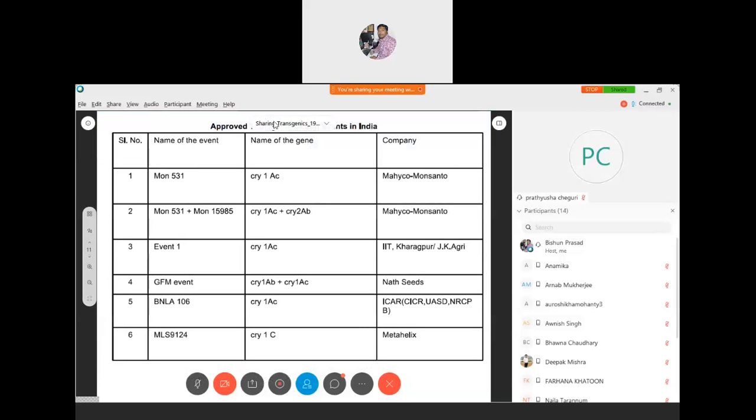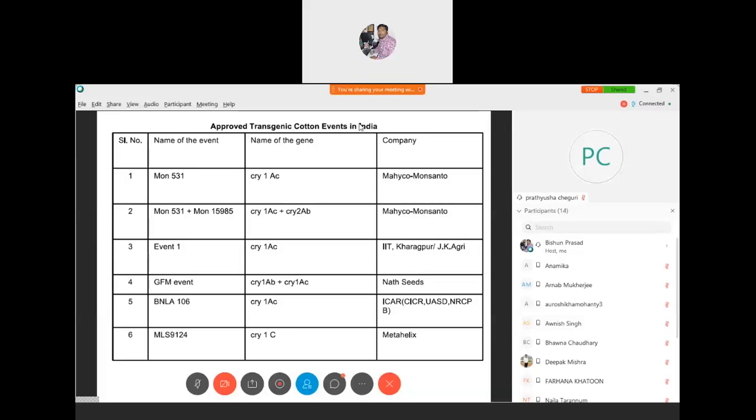Then these are the different approved events in India. So you might know this one, Mon 531. This contains the gene Cry1Ac, and the company was Mahyco and Monsanto. This is the joint venture between Mahyco and Monsanto, and they introduced the Cry1Ac gene into Mon 531, and this event is known as Mon 531. This is the cotton transgenic plant.